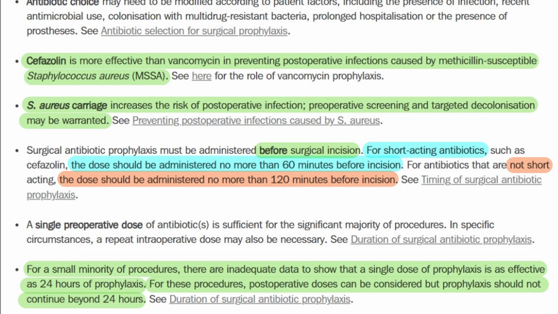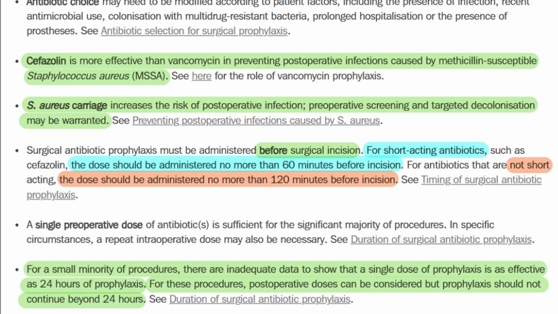Now, a single preoperative dose of antibiotic is sufficient for the significant majority of procedures. Okay. Now, if you look at a small minority of procedures, there is not enough data to show that the single dose of antibiotics is as effective as 24 hours of prophylaxis. For these procedures, post-operative doses can be considered, but prophylaxis should not continue beyond 24 hours.